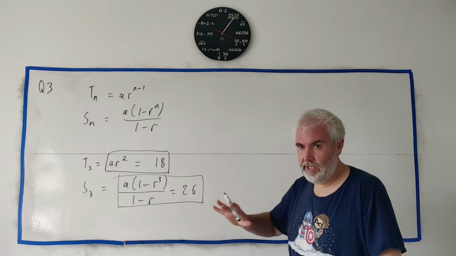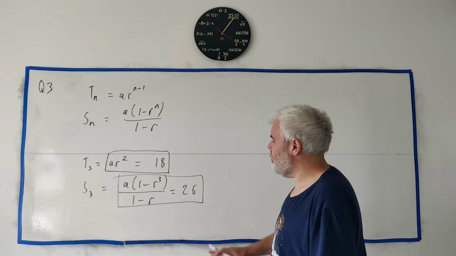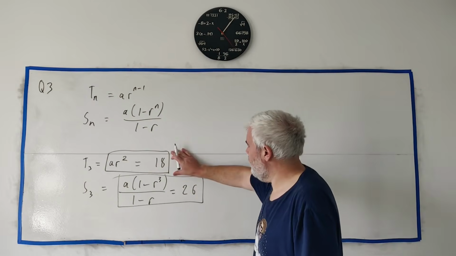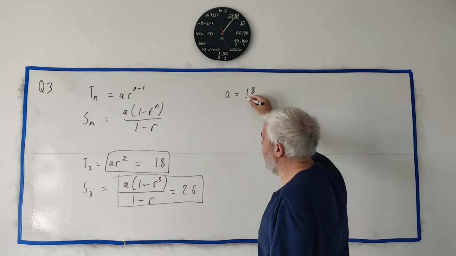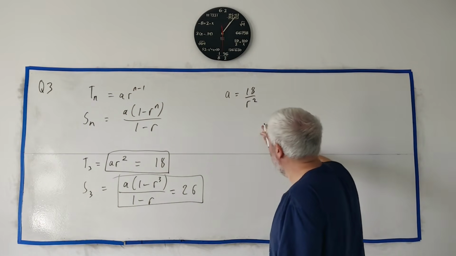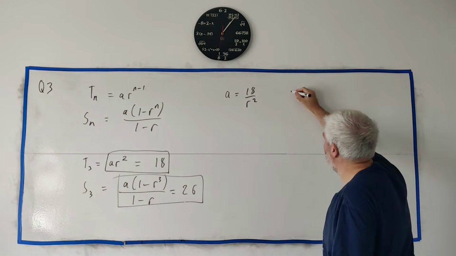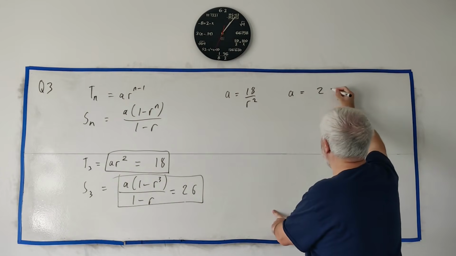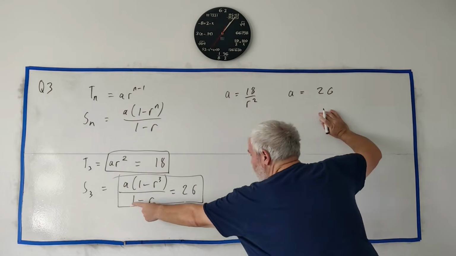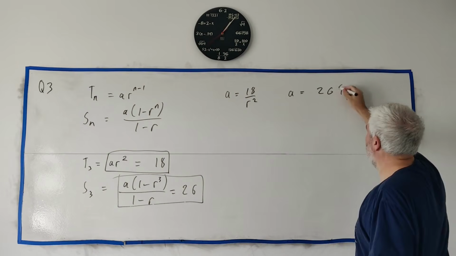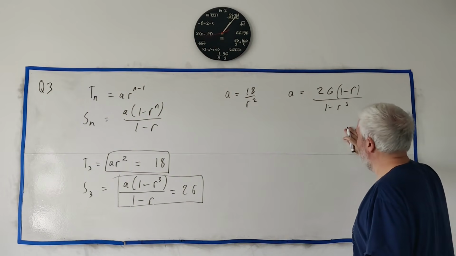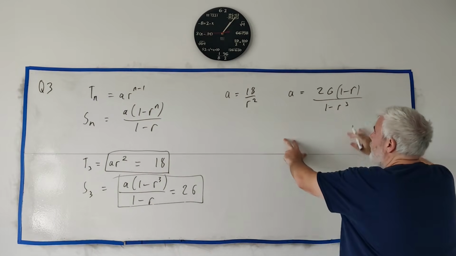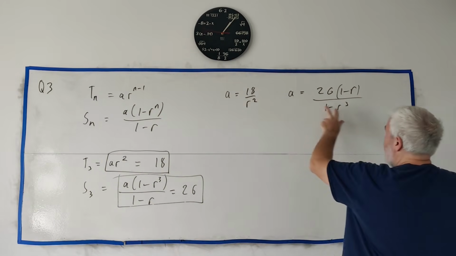Remember, this is probably not the best path to go down. So let me do this quite quickly. I'm going to rearrange both of these so it's a equals. The first one will become a is equal to 18 divided by r squared. Then this one here will become a is equal to 26, multiplied by 1 minus r, divided by 1 minus r cubed. These equal each other.